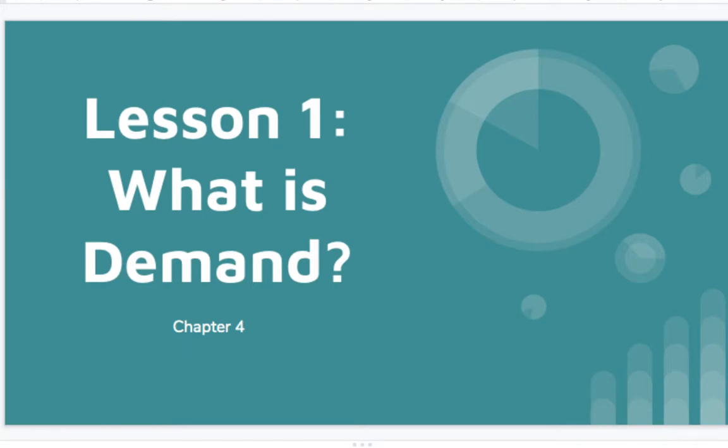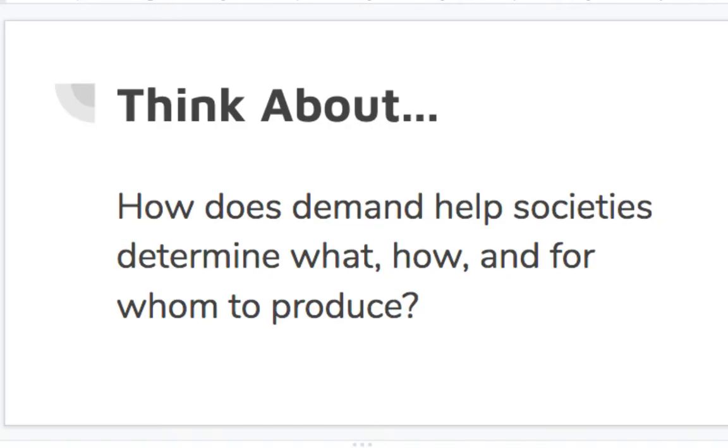Today we're in Chapter 4, Lesson 1, and it's going to be talking about demand. In a market economy, people and firms act on their own in their best interest to answer the basic questions of what, how, and for whom to produce. Demand is central to the process, so understanding the concept of demand is essential if we are to understand how this economy works. So I want you to think about it. How does demand help societies determine what, how, and for whom to produce?